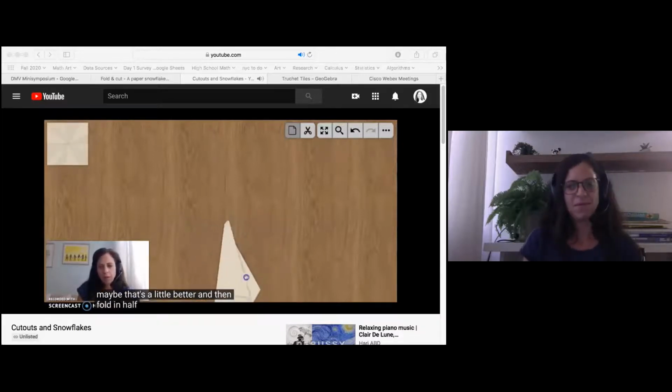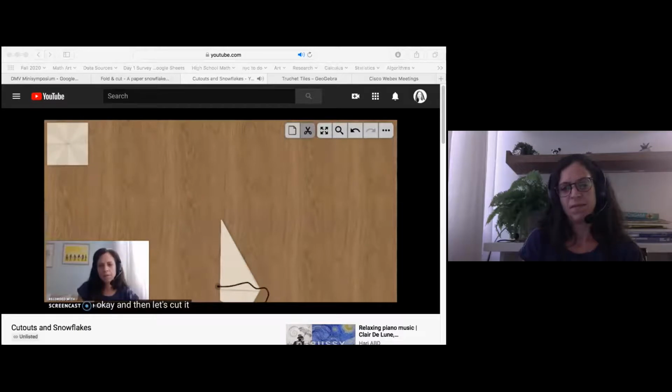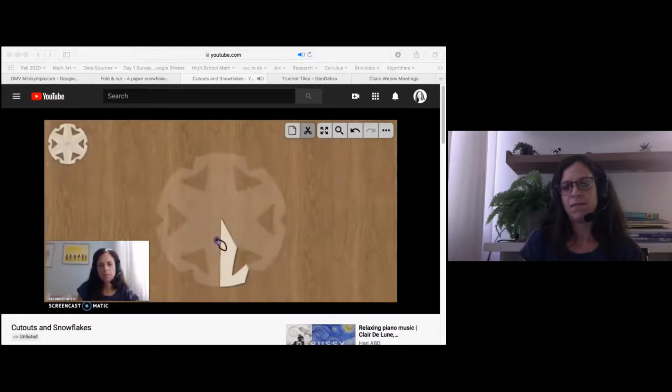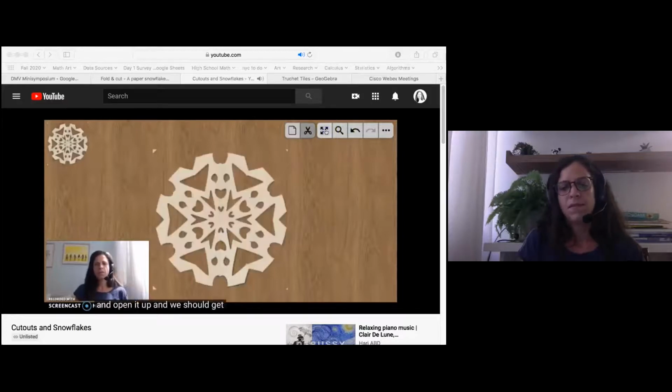And then fold in half. Okay. And then let's cut it up. And open it up, and we should get an approximate D6. So 6 lines of symmetry and the angle of rotation of 60 degrees.